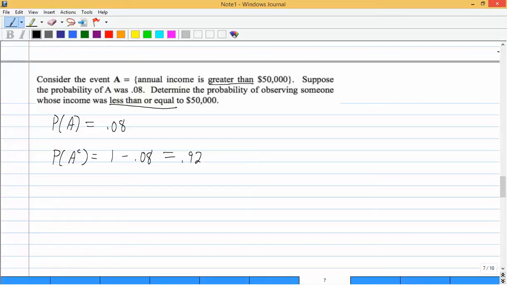I can help you with that if for some reason that seems a little confusing. This kind of makes a little more sense here. If you look at this, the probability of someone making greater than 50,000 plus the probability of someone making less than or equal to 50,000 has to be 1, right? Either you make more or you make less than or equal to. So if you want to know the probability of less than or equal to, and you know the probability of more, then you simply say 1 minus the probability of more than 50,000.